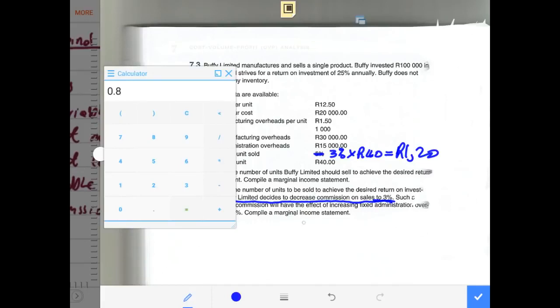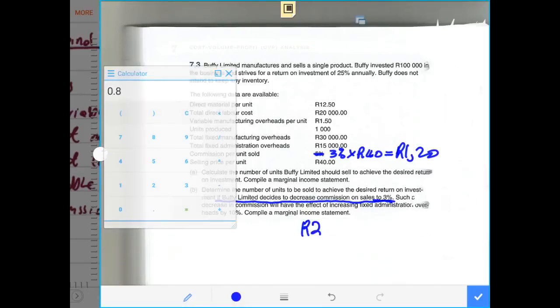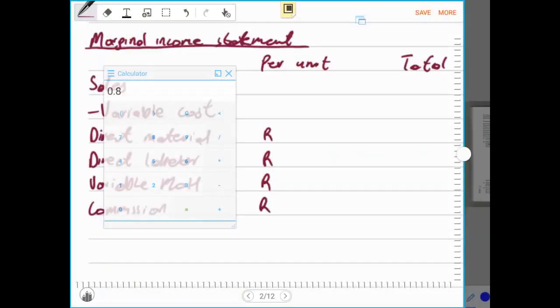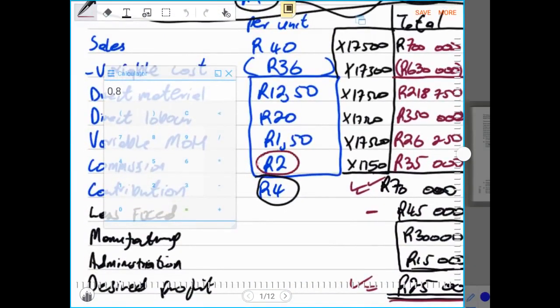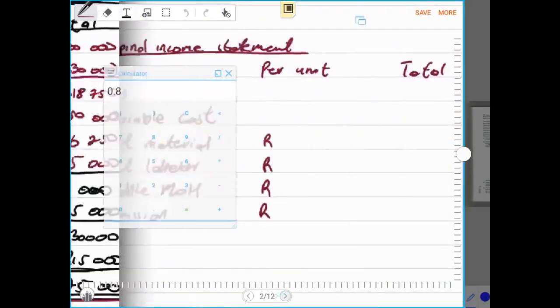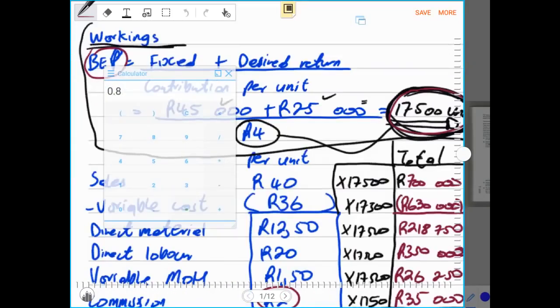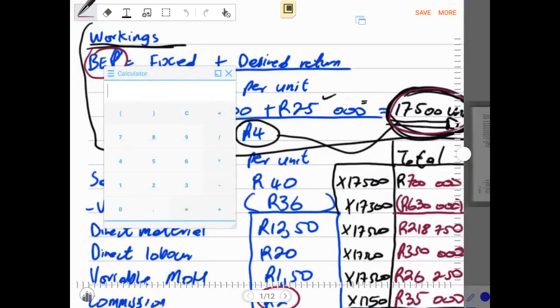So now remember, previously the commission was 2 rand per unit sold. There we had our commission as 2 rand per unit sold. So now it will decrease by 80 cents. Therefore, it will be 2 rand minus 80 cents, 2 minus 0.8. That will be 1 rand 20 cents.